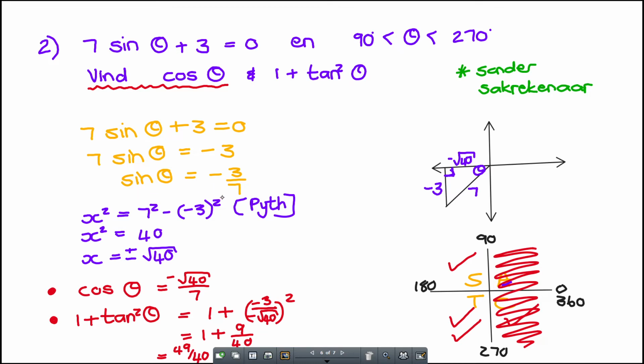Right? So sign would be negative in the third or the fourth quadrant. But they also said theta must be between 90 and 270. So because of that, you'll see over here, I cancelled out with the red quadrant 1 and 4, because over there it's not between 90 and 270. So all that was left would then be the third quadrant, which is true for both those statements. Okay, dis hoe ek geweet het.